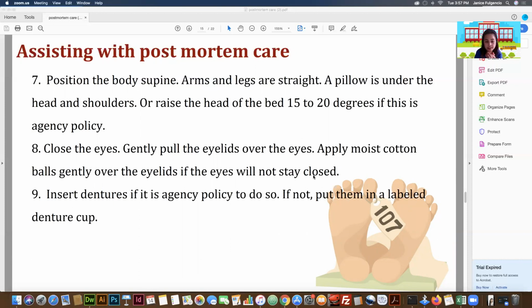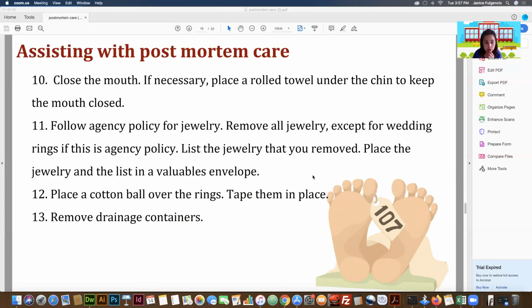Then insert dentures if it's agency policy to do so. If not, put them in a labeled denture cup and give them to the relative. Then close the mouth if necessary. Place a rolled towel under the chin to keep the mouth closed. Follow agency policy for jewelry. Remove all jewelry except for wedding rings if this is agency policy. But most of them remove all the jewelry so as not to be liable for any loss, and then they give it to the relative after placing it in an envelope. Then place a cotton ball over the rings and tape them in place.